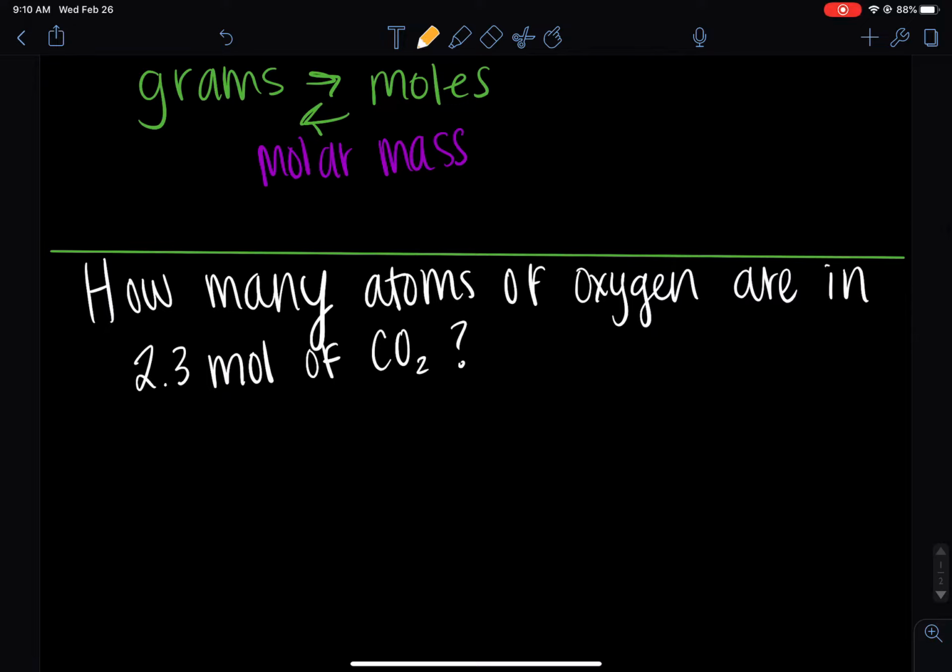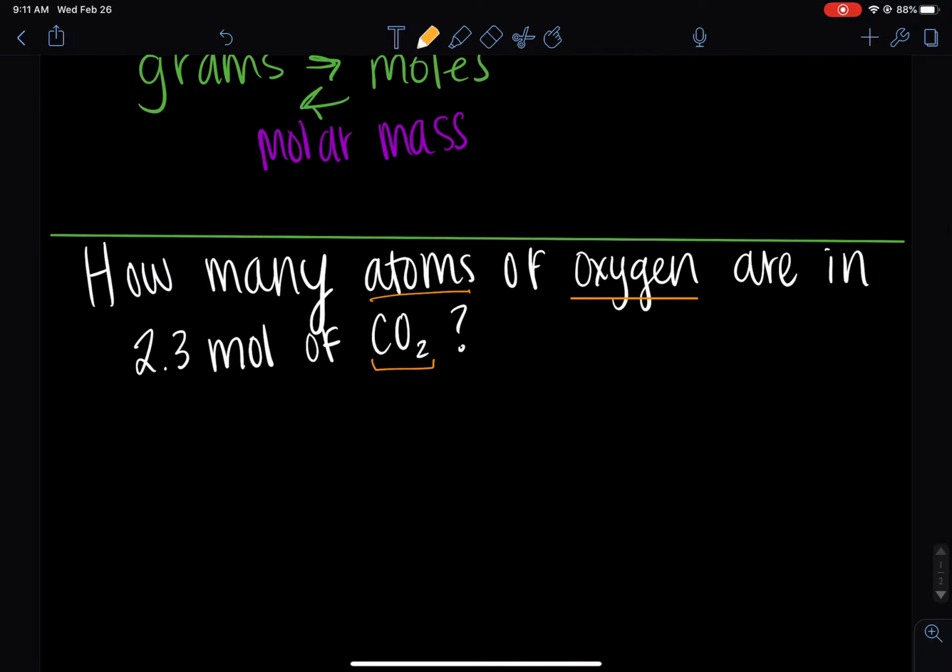So in this problem, we have how many atoms of oxygen, so that is atoms of just one element, are in 2.3 moles of carbon dioxide. So this is a compound with oxygen inside. Okay, so we need to start with what we're given and then find our goal and find a way to get there.